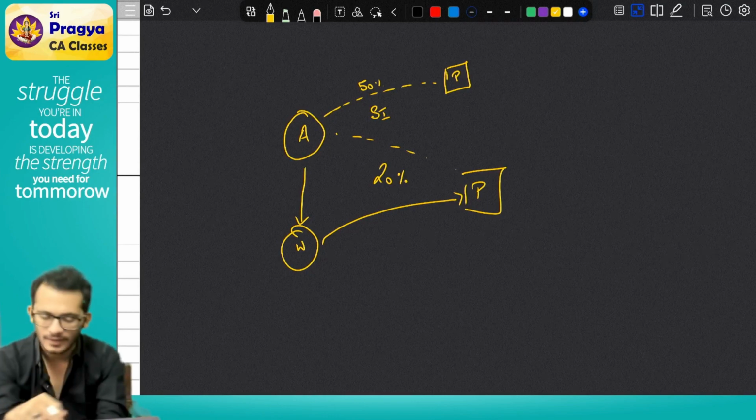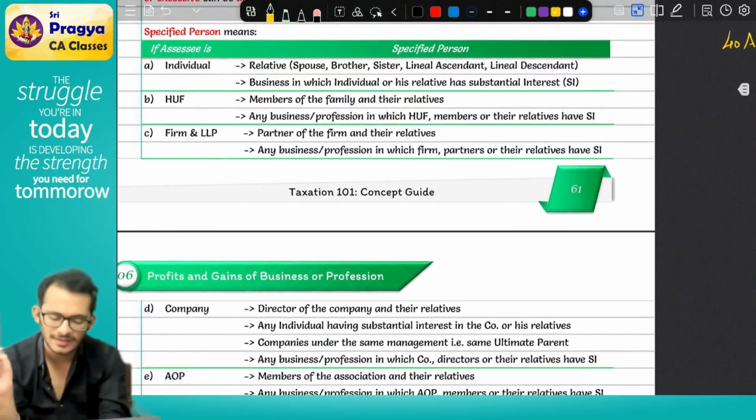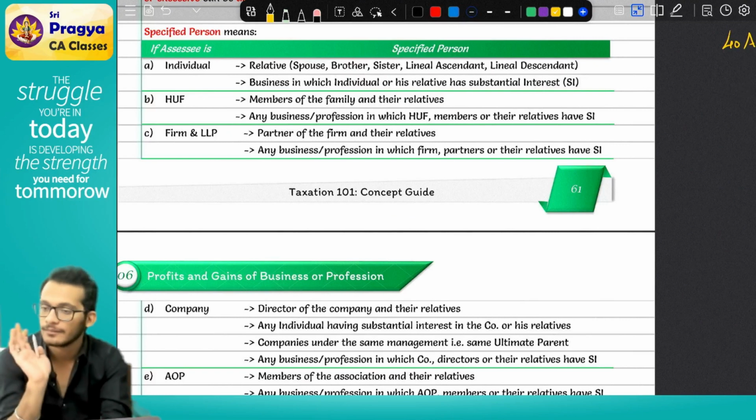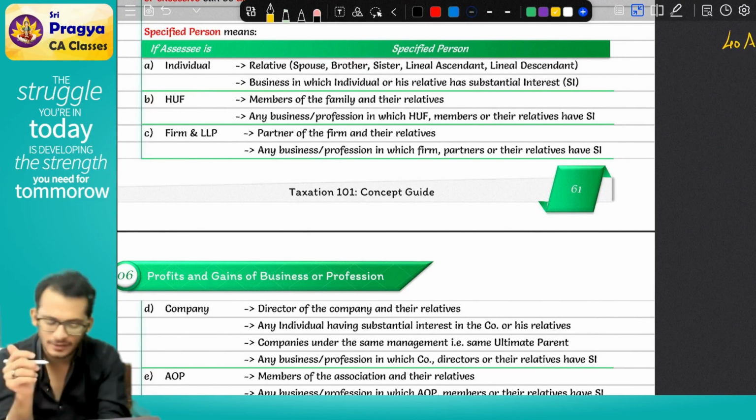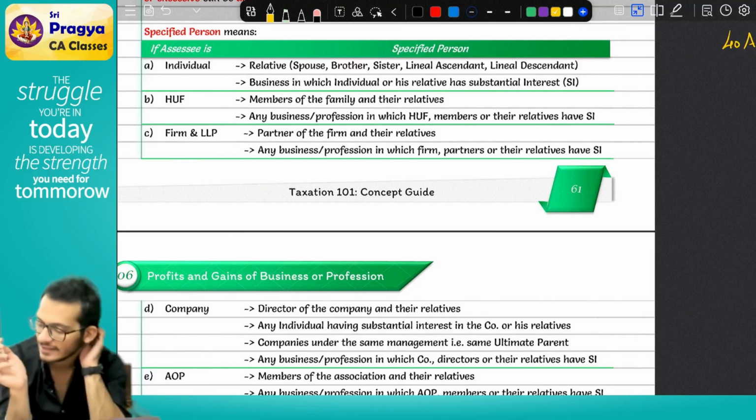Next, if you are an HUF, they are saying any member of the family and their relatives. Then they are saying any business or profession in which the HUF, their member or their relatives have substantial interest.